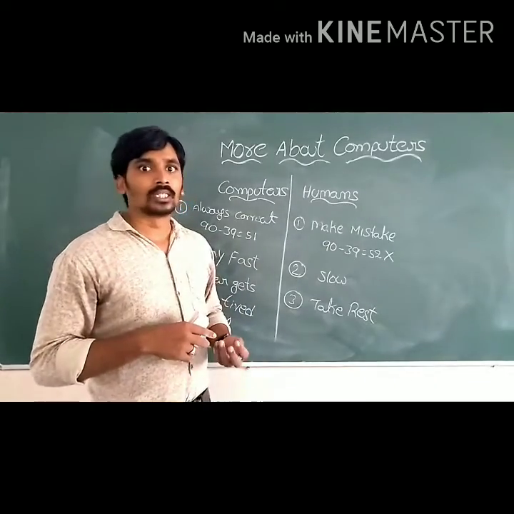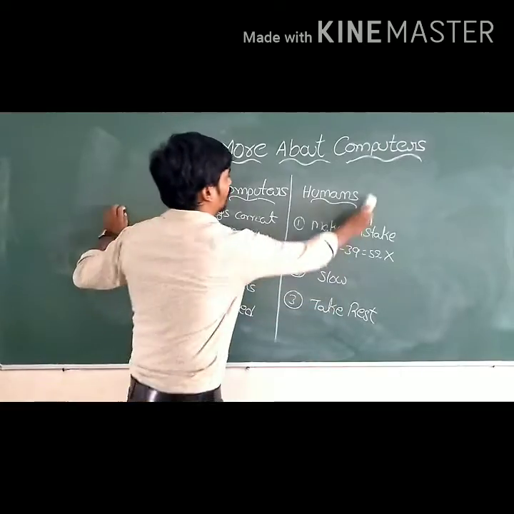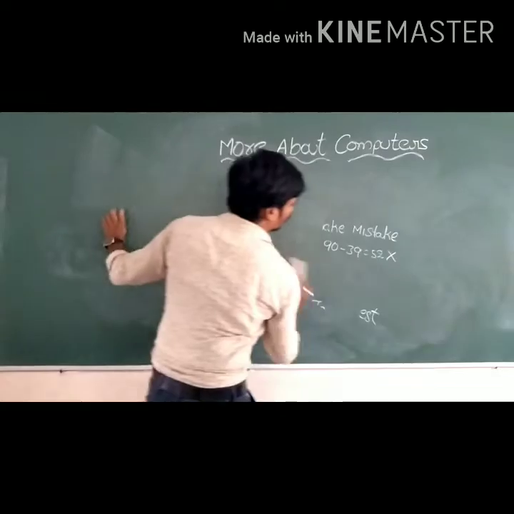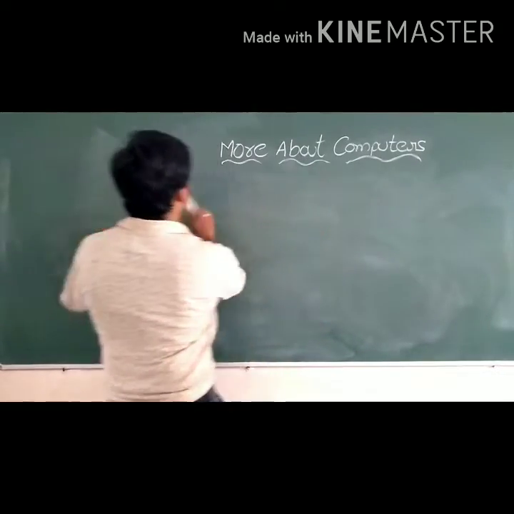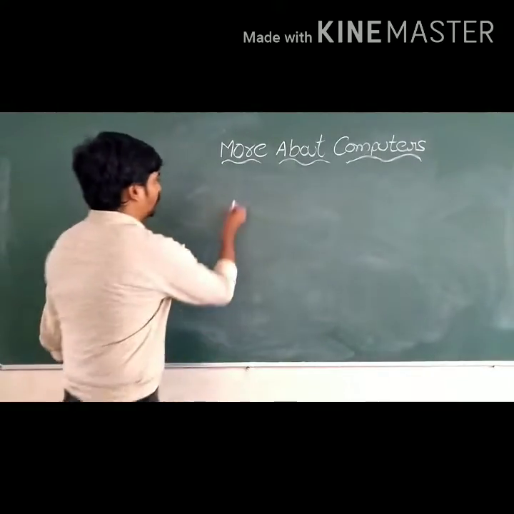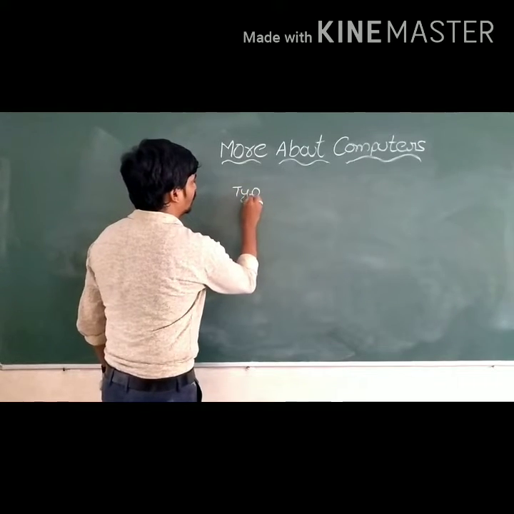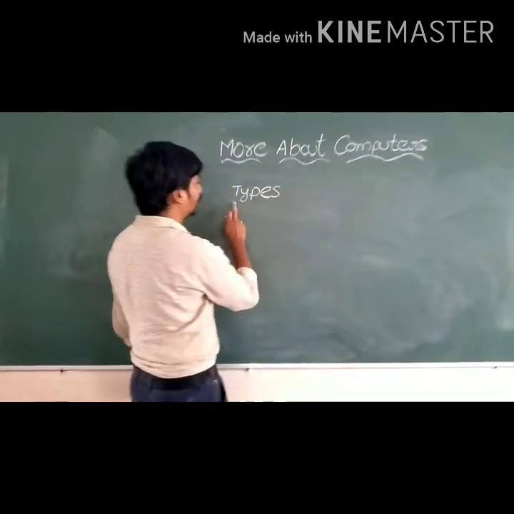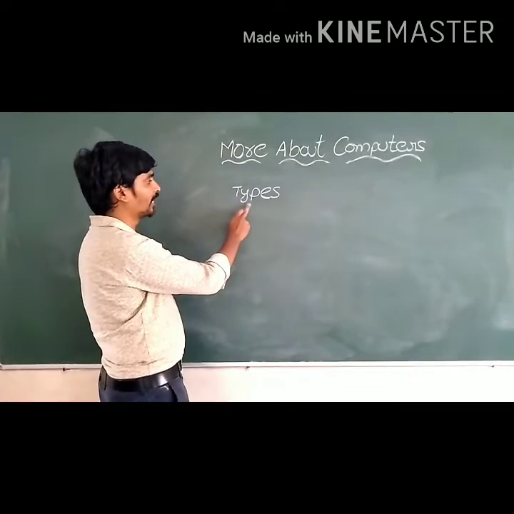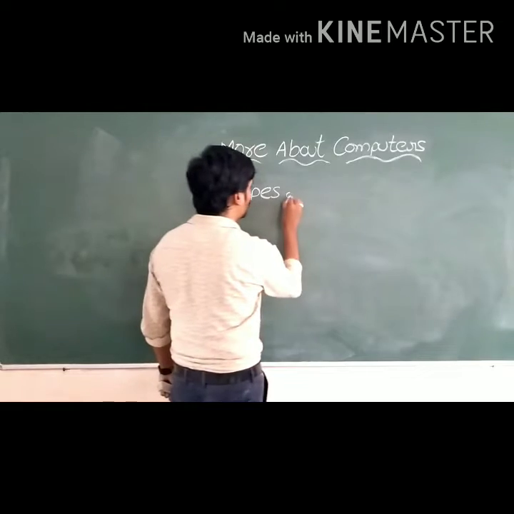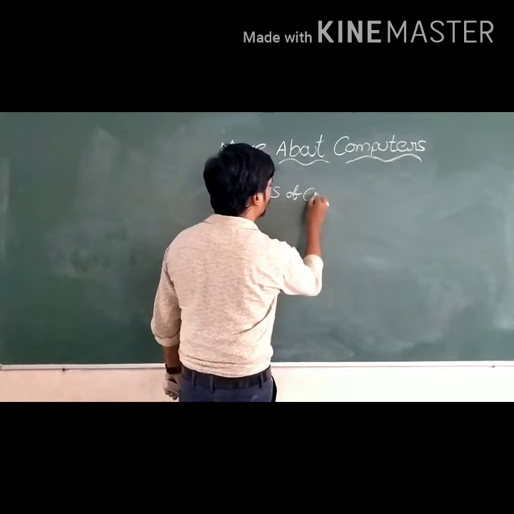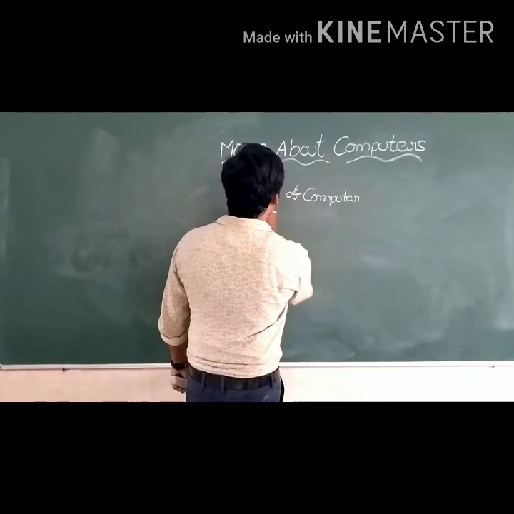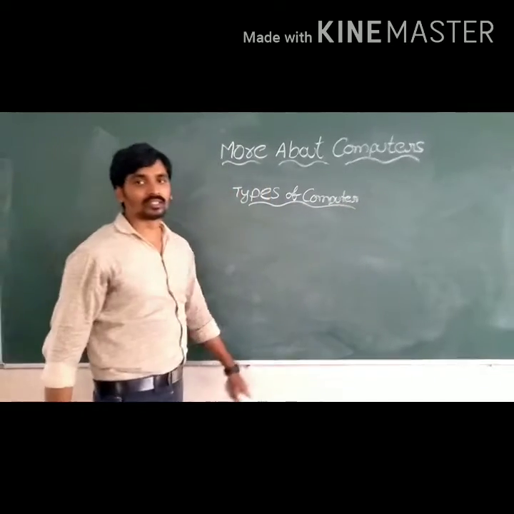Types of computers. Different types of computers are there. How many types? 3 types of computers are there. Type, T-Y-P-E, types, T-Y-P-E-S. Types of computers, O-F, of, C-O-M-P-U-T-E-R-S, computers.